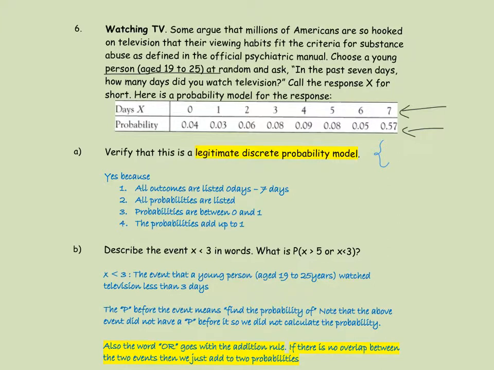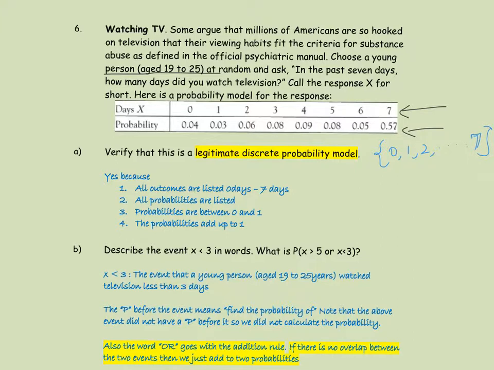So the sample space here is 0, 1, 2, up to 7, because there are only 7 days in the week. So if someone says in the past 7 days, how many days did you watch television, there is a limit to it, so you can stop at 7.